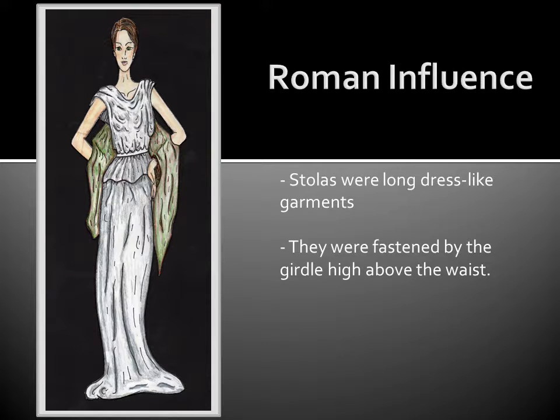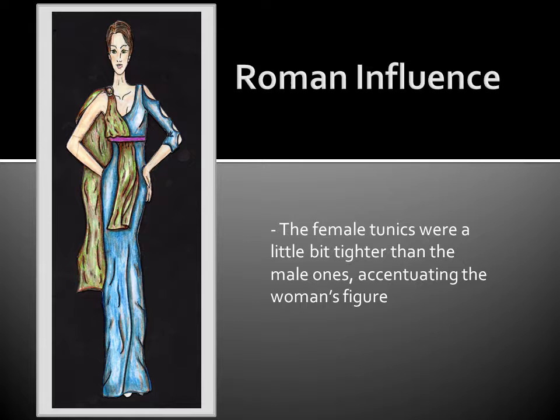We will now move into the Roman influence in her costumes. Stolas were long dress-like garments, usually with short sleeves, held together with clasps named fibulae, and had a flounce on the bottom. They were fastened by a girdle high above the waist. Some women would also wear a tunic. The females' tunics were a little bit tighter than the males' tunics, accentuating the women's figure, and were usually tied with a belt. The tunic actually resembled dresses similar to modern times.